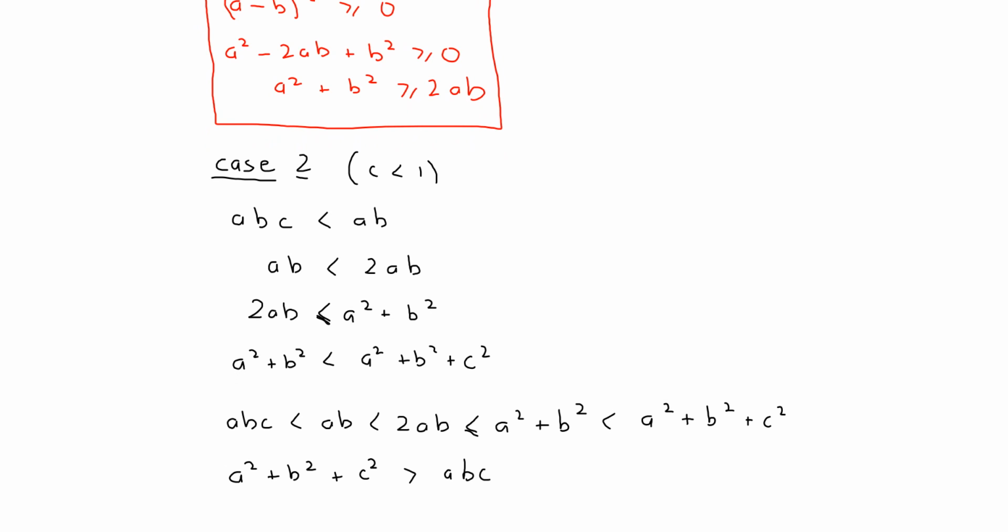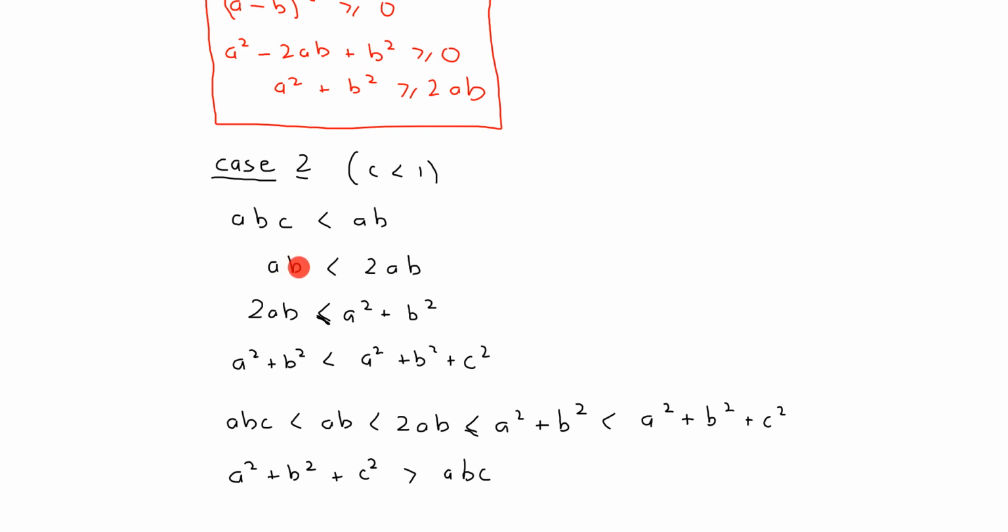So let's just say one of these terms is less than 1, and I'll say C is less than 1, but it could be A or it could be B, doesn't really matter, they're all the same. So if C is less than 1, ABC is less than AB, because when I multiply AB by C, I'm reducing it because I'm timesing by a number less than 1. But I also know AB is less than 2AB, because if I double something it gets bigger, provided that A and B are both positive, of course.